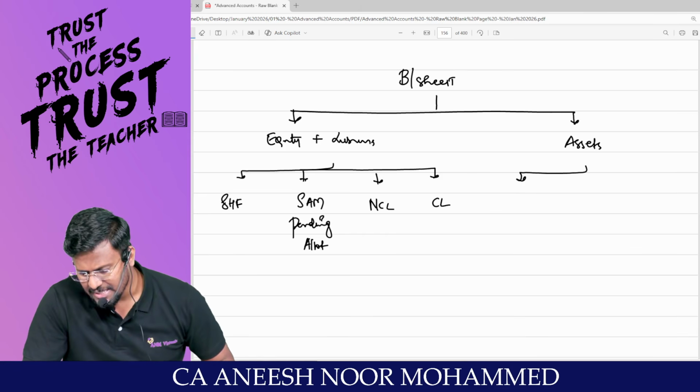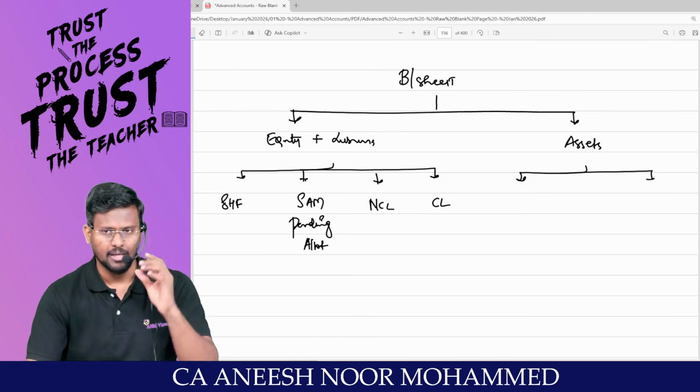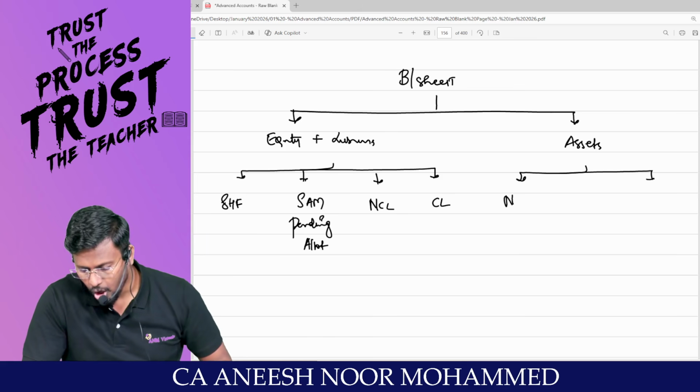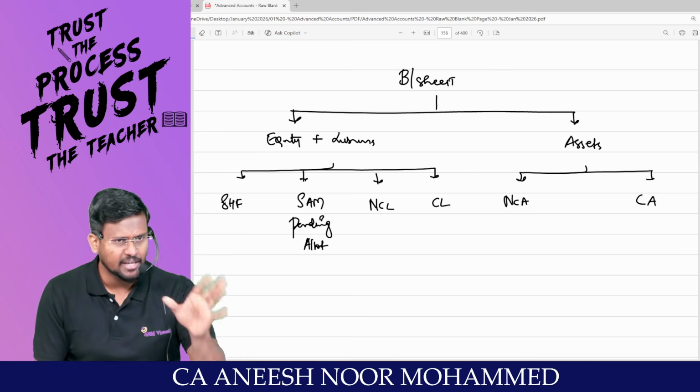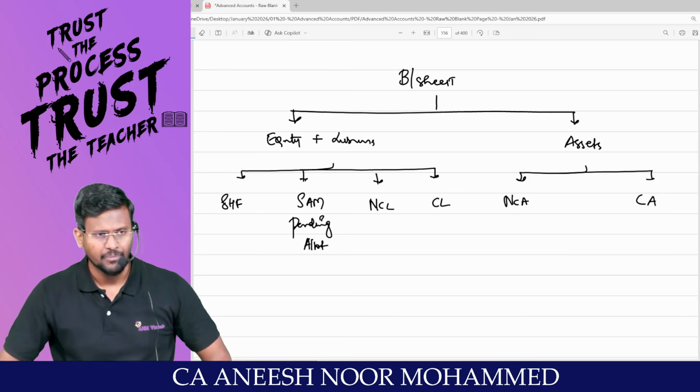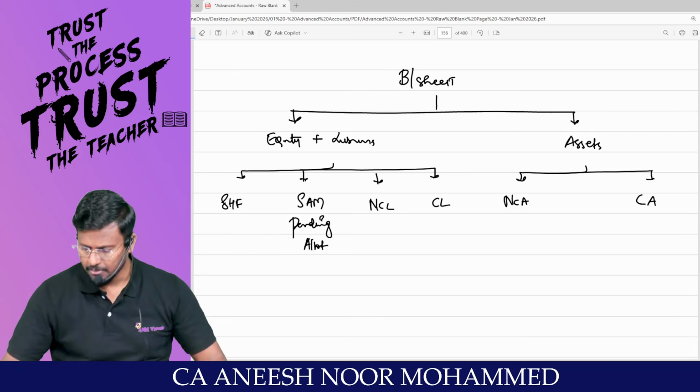The asset side is classified into 2 categories. Number 1, non-current asset, and number 2, current asset. Non-current asset and current asset. Everyone sit straight. Just be with me. Picturize, my dear lovable students.